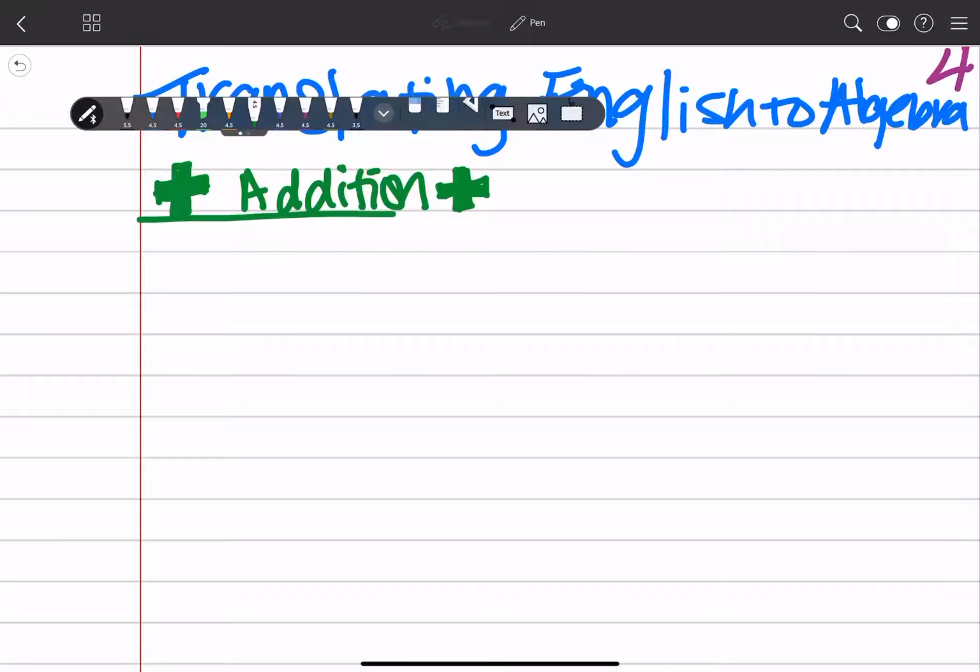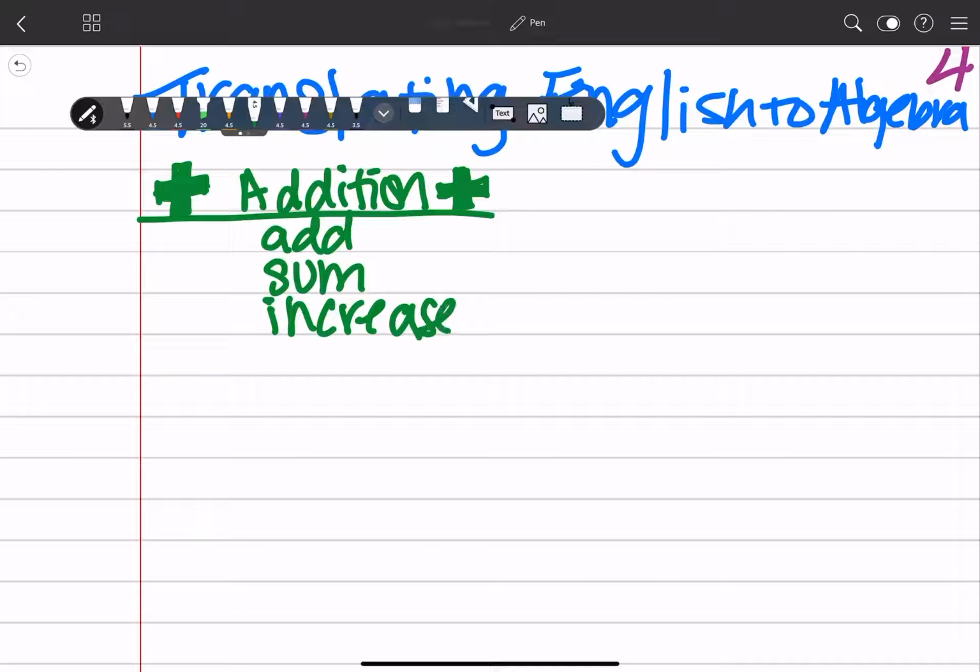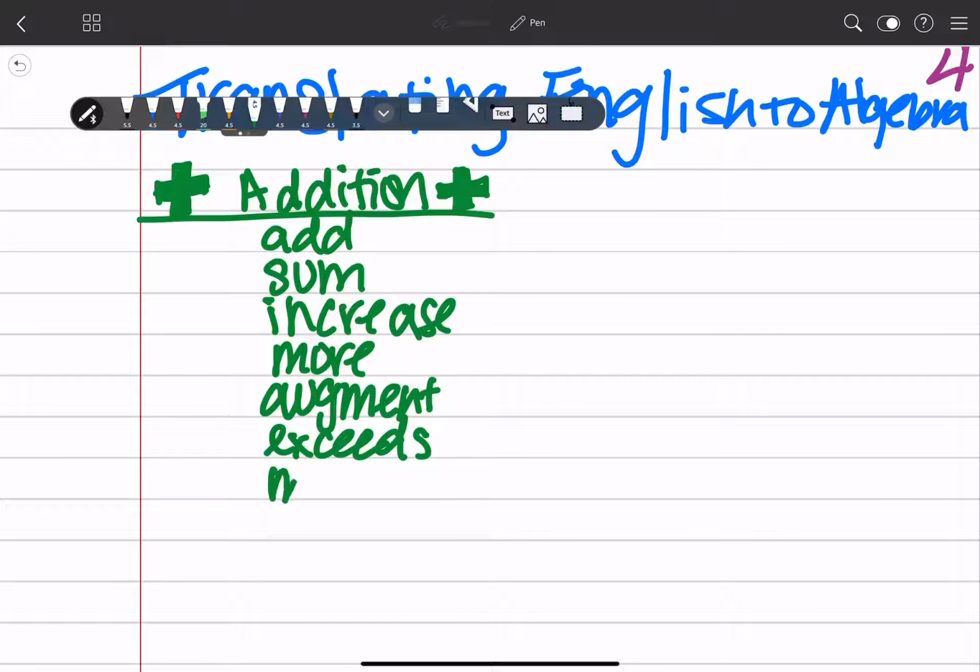All right, so these are the words that you're going to see in word problems that mean, hey, you're adding. In fact, that's our first one. We've got add, sum, increase, more, augment, and exceeds, and more than.